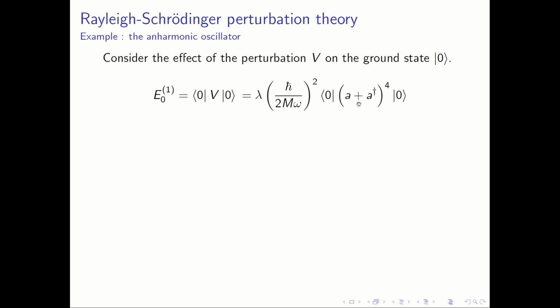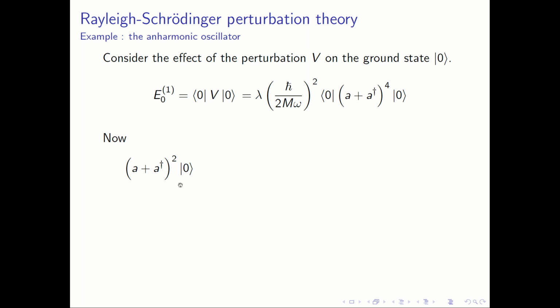So what we really need, apart from these constants here, is a matrix element of a plus a dagger whole to the 4, or rather the expectation value of a plus a dagger whole to the 4 in the ground state of the harmonic oscillator. In order to do this calculation rather simply, we will first calculate a plus a dagger whole squared acting on the ket 0.